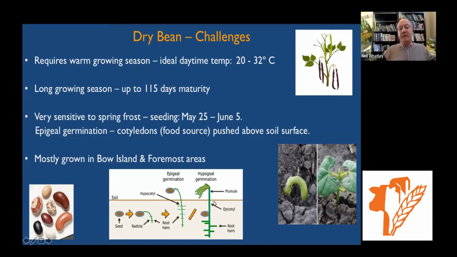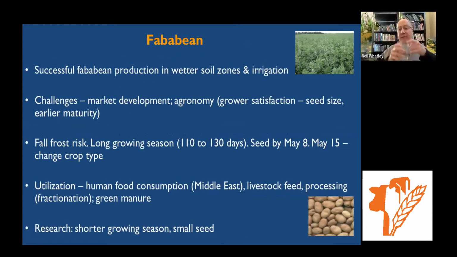Whereas pea and lentil and faba bean have this hypogeal germination. So you can see that brown seed stays below the soil surface, and it pushes the plant, the seedling, upwards, and the food source stays below the soil surface. So if you get frost, early frost is not going to damage the crop. It'll come back again because it's got the seed source. So you see on the right, beans in your garden, you know how they kind of curve up from the bottom, and the inside of the seed shows up above the soil surface. So that's very problematic. That's why it's so vulnerable to early spring frost. These beans are mostly grown in the Bow Island and the Foremost areas. And as I indicated before, we don't have a lot of acres of dry bean.